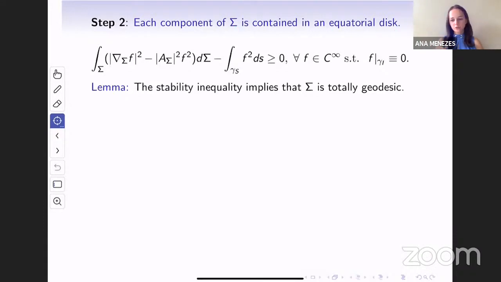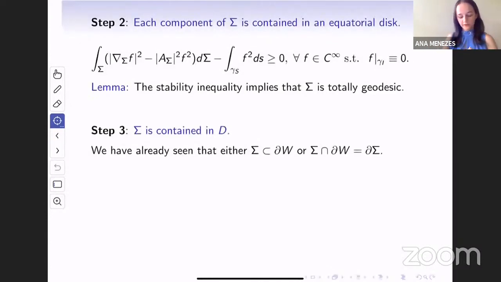And our next step is to show that actually it must be the disk D that we started with. Am I going too fast? So we have seen, this was the maximum principle that we proved, that either sigma is entirely contained in the boundary of our region, or the intersection is just the boundary of sigma, right?